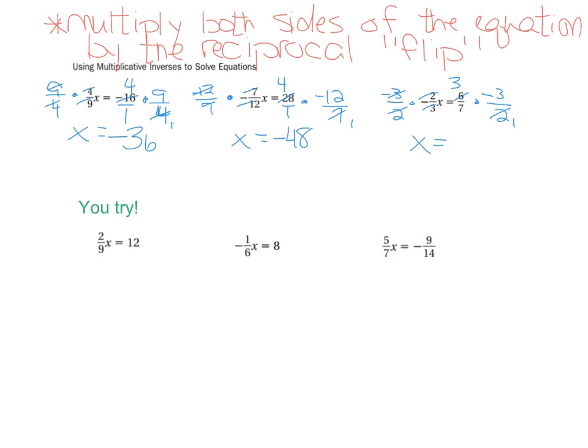My 3 and my 7 don't cancel, but let's look. Multiply the numerators. 3 times negative 3 is negative 9. Multiply my denominators. 7 times 1 is 7, and we got a fractional answer. That's okay. Just leave it alone. Don't let it scare you. That's a fine answer. Now, I've given you 3 here to try. You try them, see how you do, pause the video, then turn it back on to check your work.